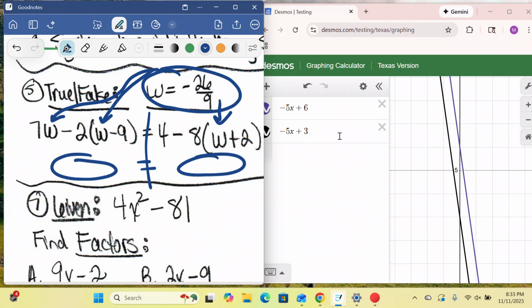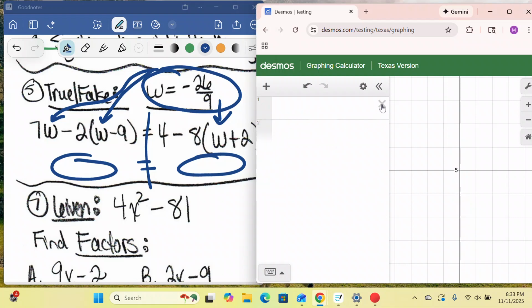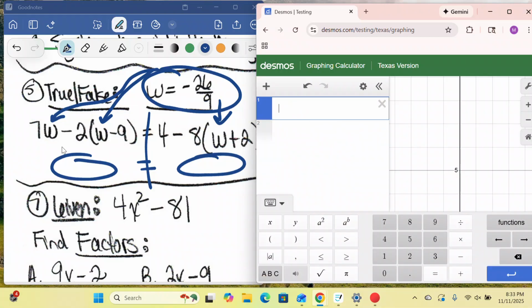So first of all, I am going to input the first one. So I'm going to go ahead and input it into my Desmos. Let Desmos do the work. I'm going to do 7 times negative 26 divided by 9. I'm going to click my space right here. I'm going to put minus 2, open parentheses, W is negative 26 divided by 9.